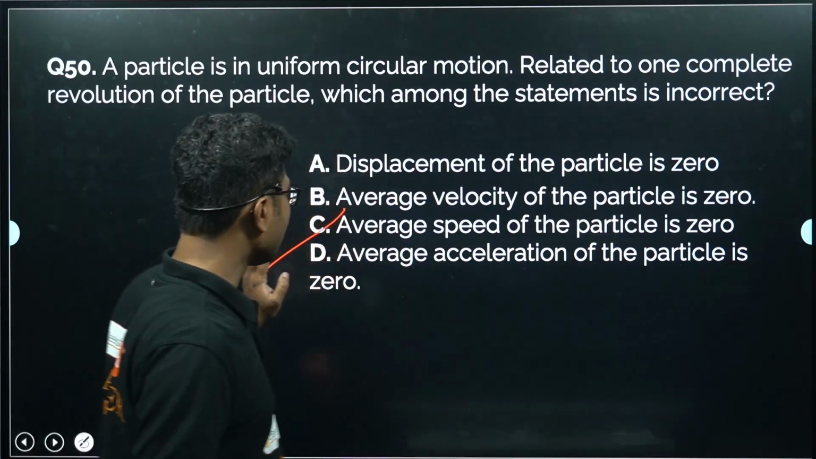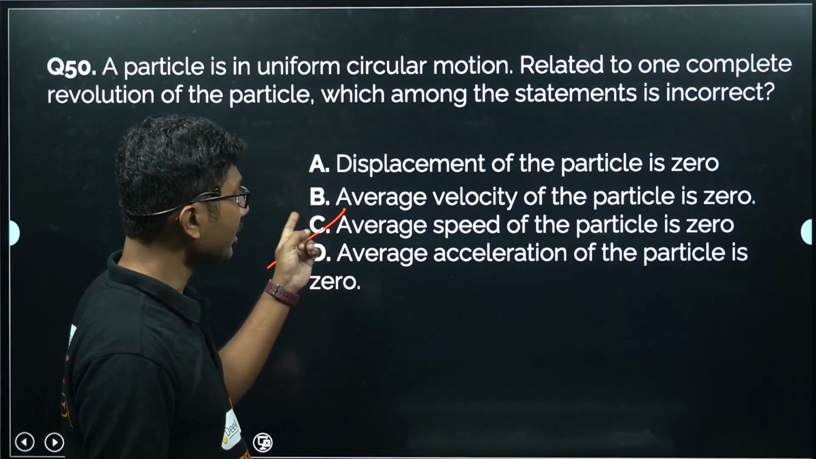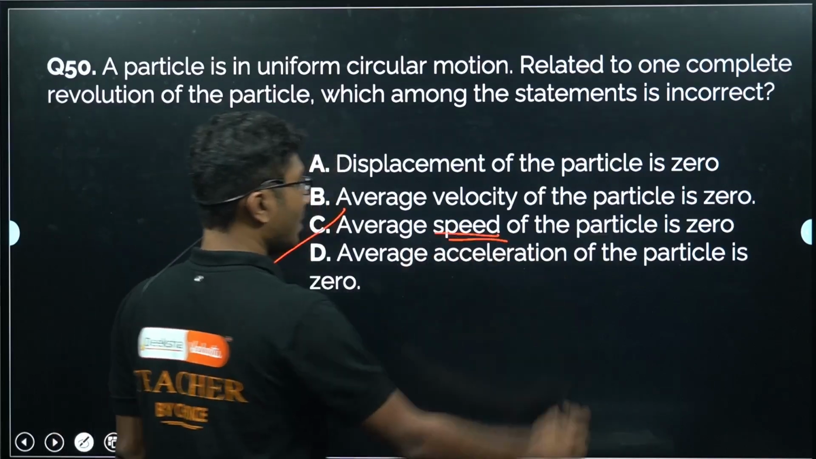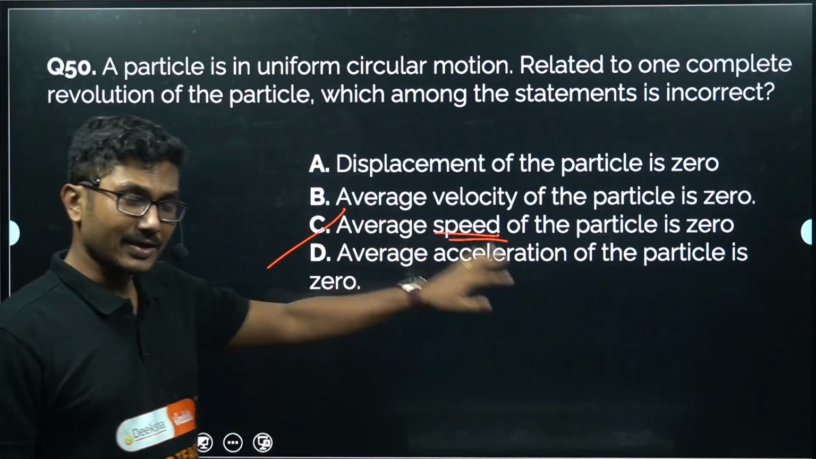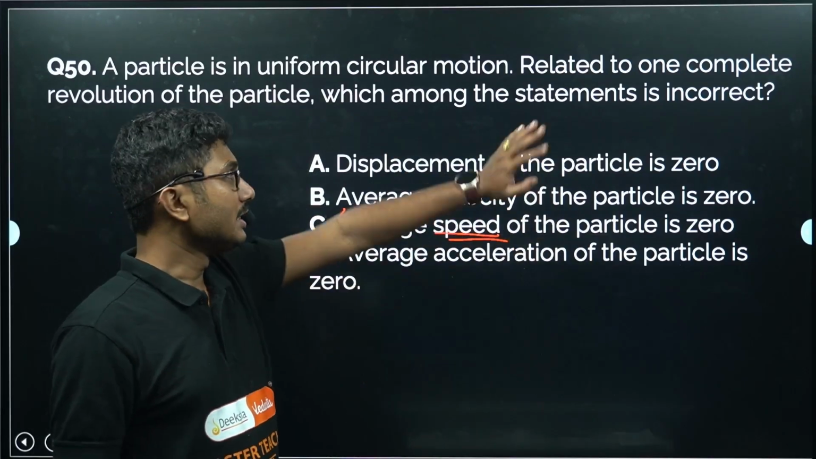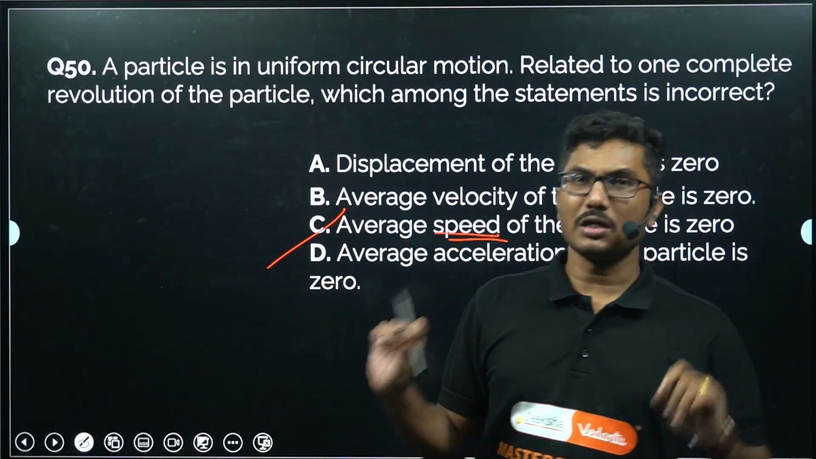So this is actually incorrect: average speed is not 0. Average acceleration, another vector quantity, is also 0. So velocity and acceleration are 0. Displacement is 0, but speed and total distance traveled are not 0.